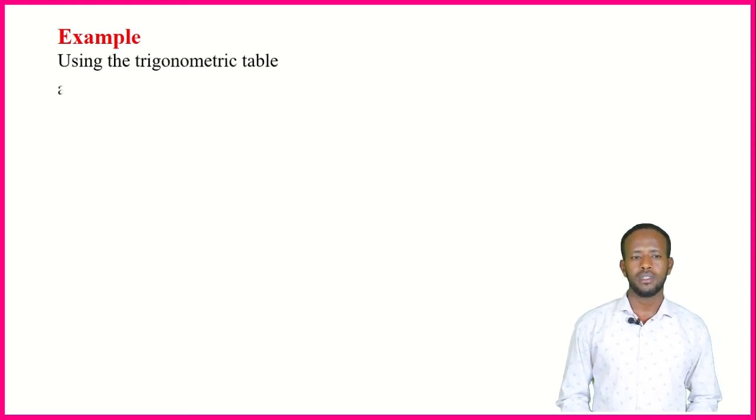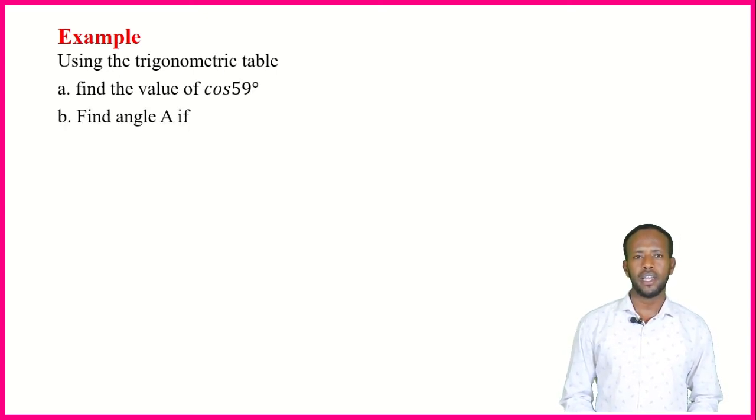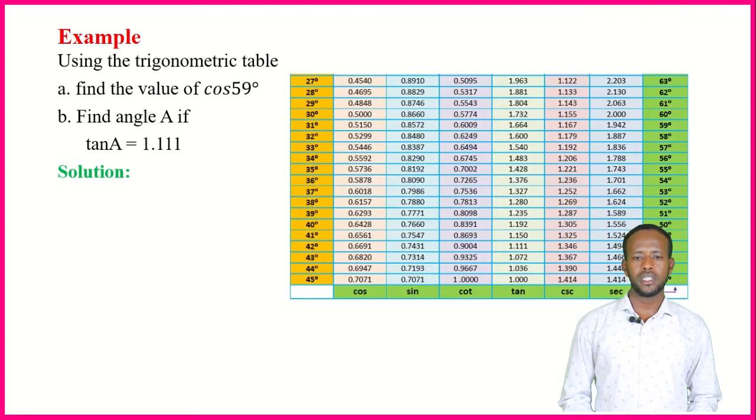Okay, now let us proceed to another example. Let us see, using the trigonometric table, find the value of cos of 59 degree. And find angle A if tan of A is equal to 1.111. Now we are asked again to find the value of cos of 59 degree, and again to find the value of A, in which tan of A gives us 1.111. Now we will say here solution. This is the trigonometric table. This angle 59 degree is what? An angle which is between 0 up to 45 degree, or up to 90 degree.